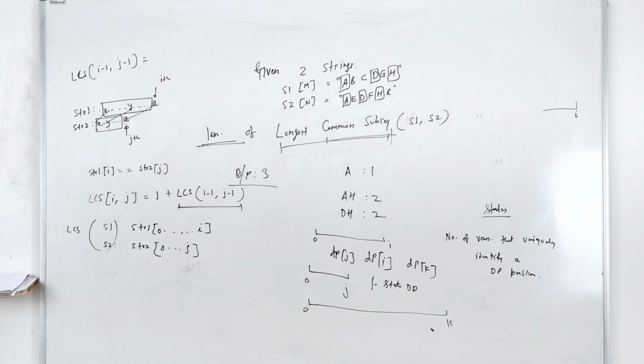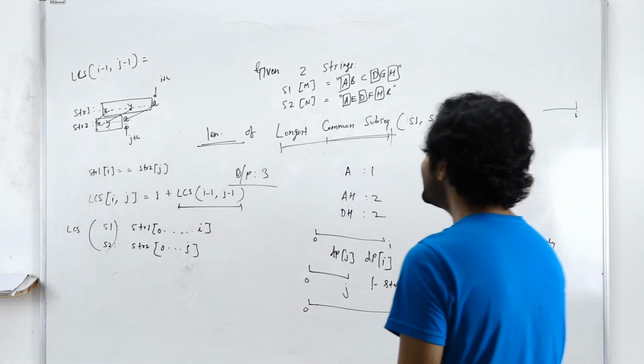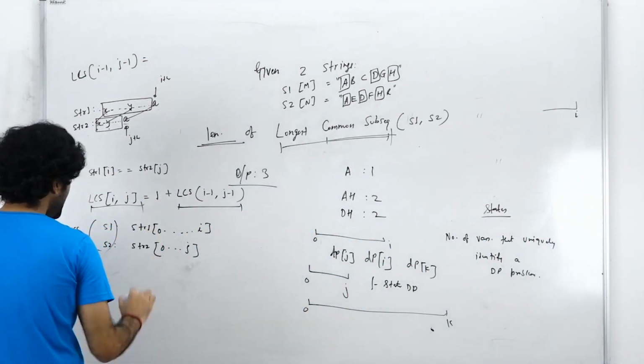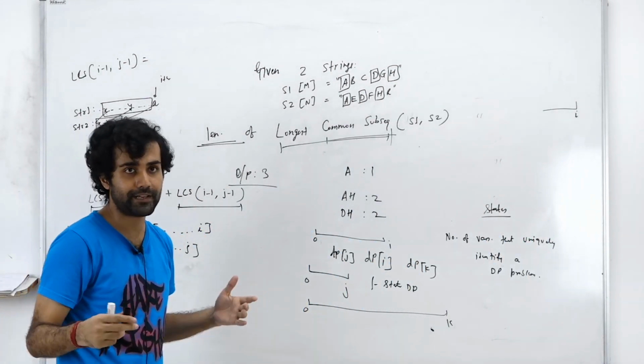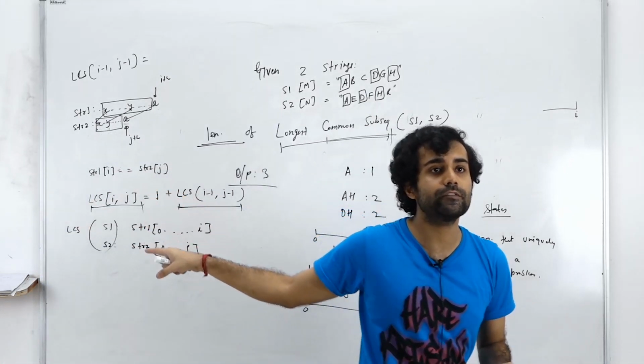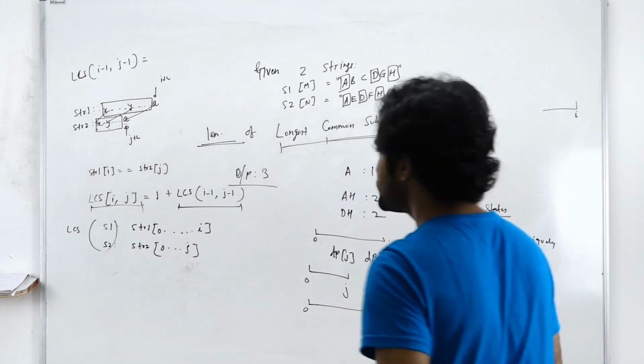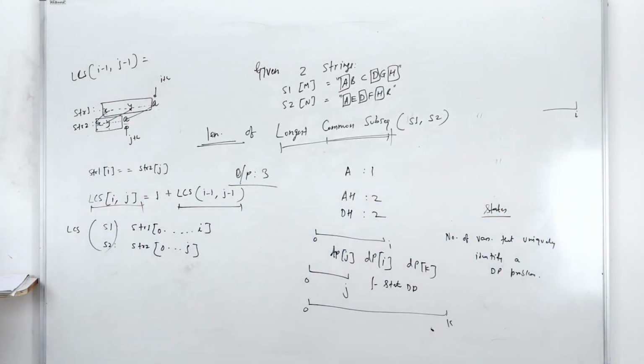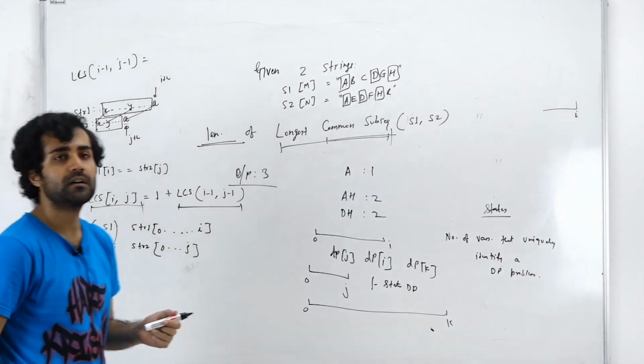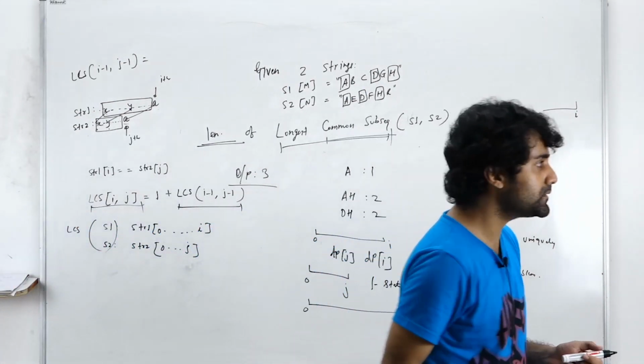Okay, what is the confusion over here? Do you understand the meaning of LCS IJ? Can you guys quickly type in yes or no? Is the meaning of LCS IJ clear to all?